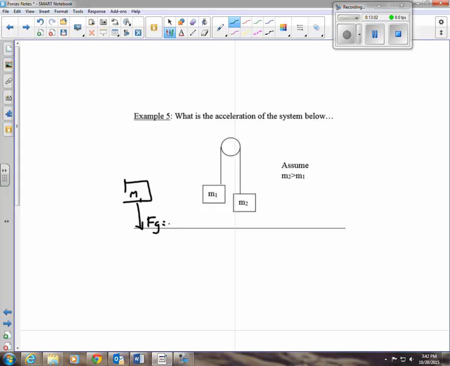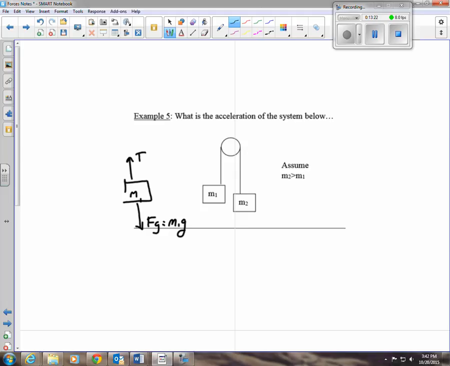Now, I'm just going to leave it as M1G. I'm not going to put any numbers in this one because for this problem, it's very generic. Okay? And maybe we're not on Earth, so I'm not going to use 10. I'm going to use G for that. So I have M1G pulling down, and I have this string pulling up on it. So that's T.